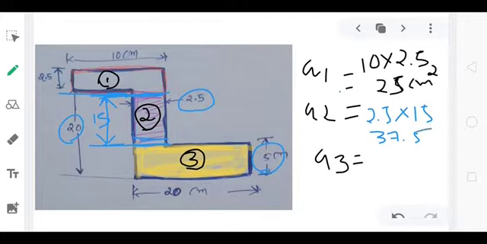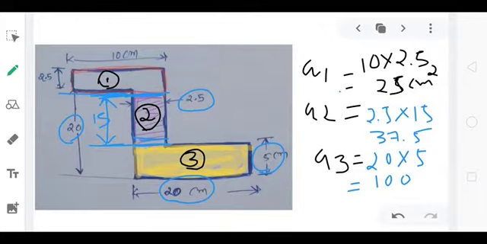Now what will be the area of third rectangle? So it is obvious that it will be 20 multiplied by 5. 20 multiplied by 5, so it will be 100 centimeters square. So we have the area of all three rectangles.